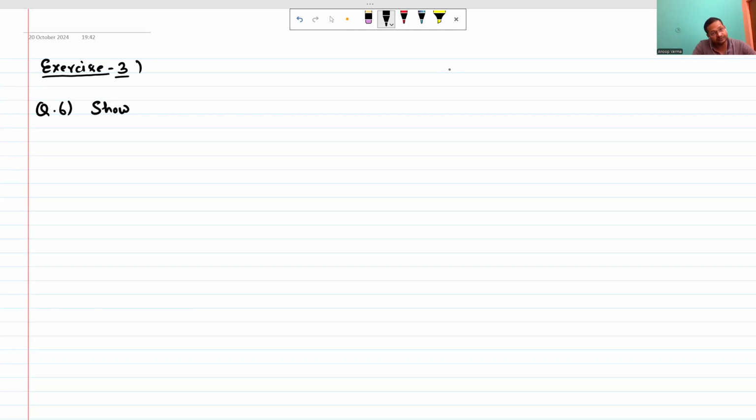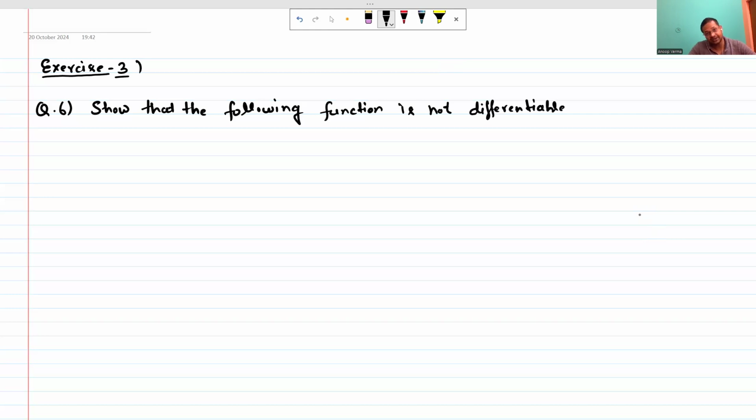Show that the following function is not differentiable, not differentiable at x is equals to 0. So we have to check differentiability at x is equals to 0. Okay. So the function is defined like this.